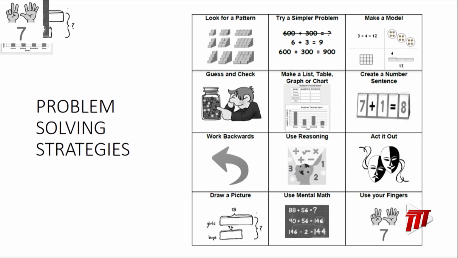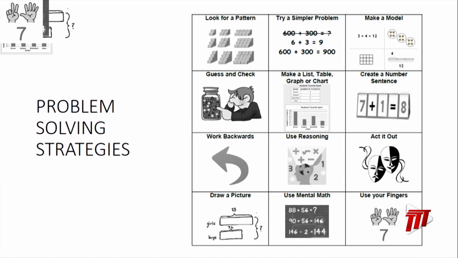In the first instance, we look for a pattern. Now, looking for a pattern, what you find is that some problems lend themselves very easily to that first strategy of you looking for a pattern. Those questions where you have dots forming a pattern or you have numbers forming a pattern, that would automatically fall into the first category of looking for a pattern.